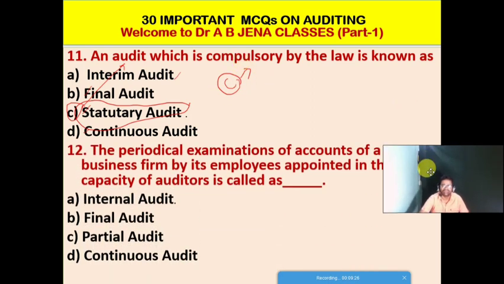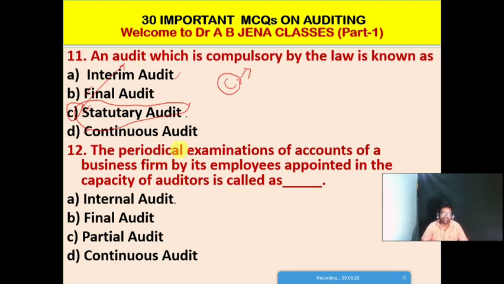So next one MCQ, the periodical examination of accounts of a business firm by its employees appointed in the capacity of auditors is known as or called as what? A, it's internal audit. B, it's final audit. C, it's partial audit. D, it's continuous audit. Friends, so A is the right option for this MCQ. The periodical examination of accounts of a business firm by its employees appointed in the capacity of auditors is called internal audit. So A is the right option for this MCQ.